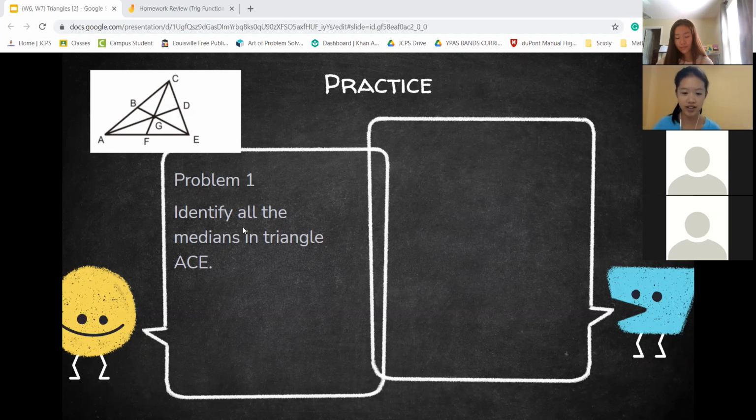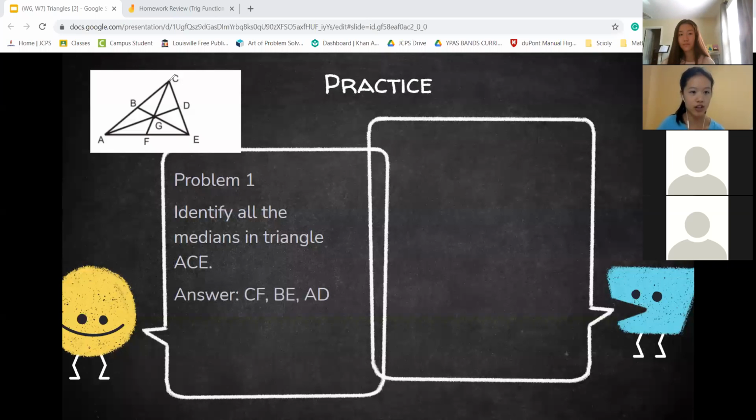Yeah, I think you guys all got it. So the medians would be the line segments that go from a vertex to the opposite side and split the opposite side in half. So CF would be a median because it goes from the vertex C to the side AE. BE would be a median because it goes from the vertex E to the other side. And AD would also be a median for the same reasons.